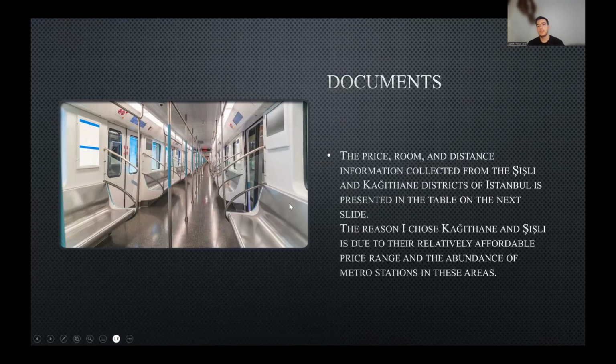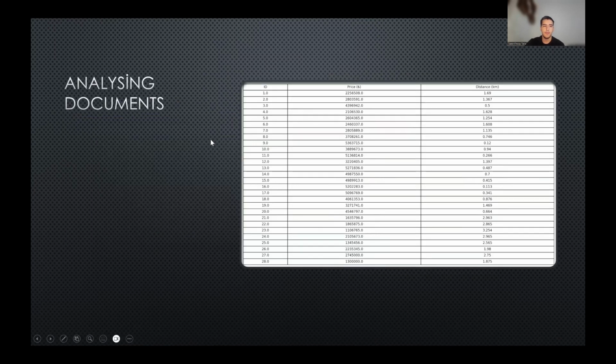Here are the documents. The price, room, and the distance information collected from the Şişli and Kağıthane districts of Istanbul is presented in the table on the next slide. The reason I chose Kağıthane and Şişli is due to their relatively affordable price range and the abundance of metro stations in these areas. I picked 28 houses and their price according to their distance.